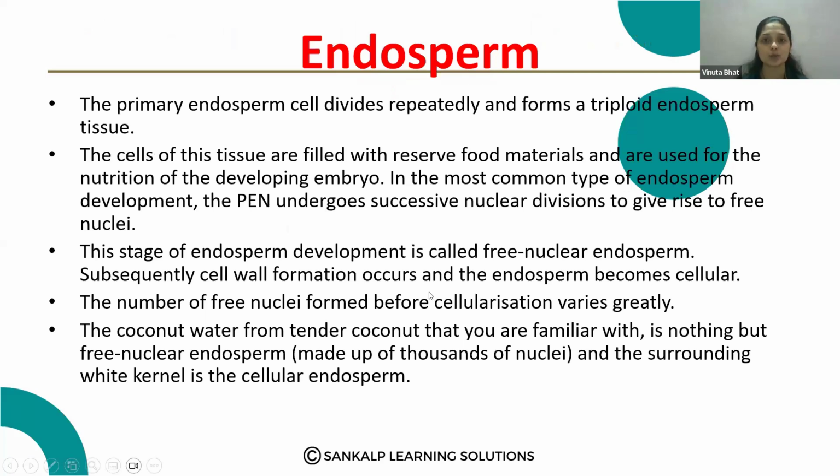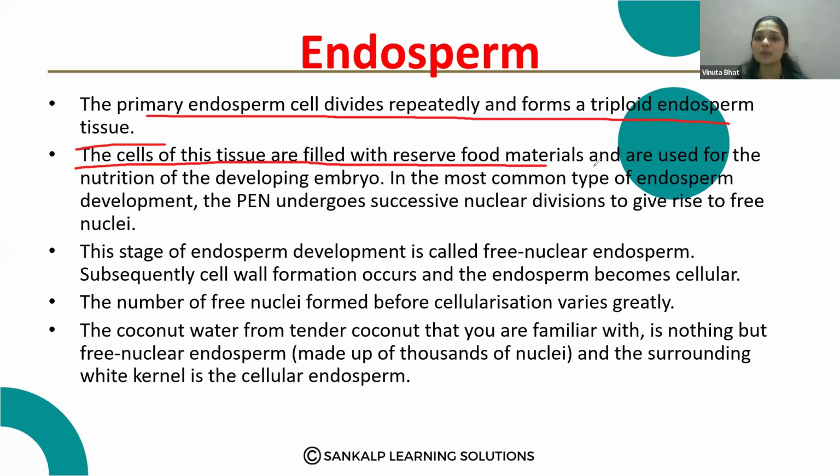What happens to the endosperm? Endosperm is nothing but that formed by the fusion of the polar nuclei and the male gamete, the PEN, primary endosperm nucleus. So the primary endosperm cell divides repeatedly and forms the triploid endosperm tissue. The cells of this tissue are filled with reserve food materials and used for the nutrition of the developing embryo. This PEN contains the nutritive tissue that is used for the development of the embryo. The zygote is the embryo, right? For embryo development, endosperm is used.